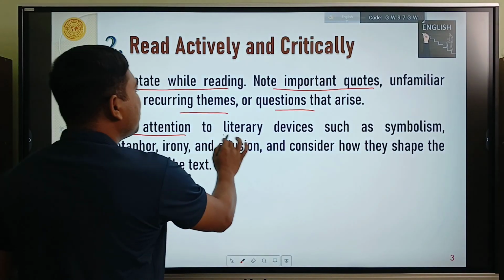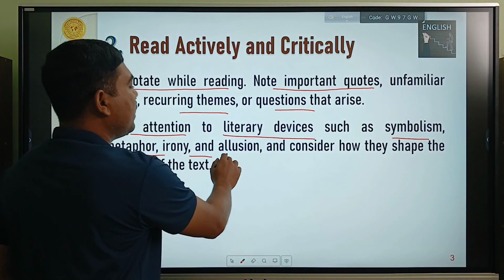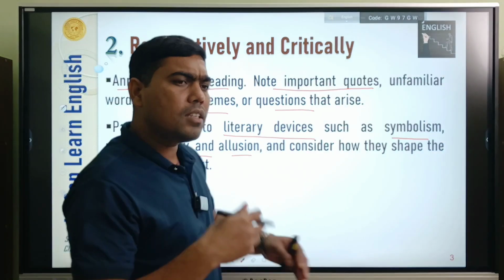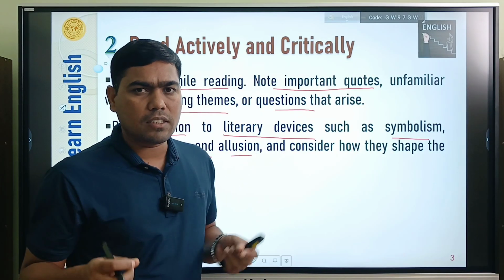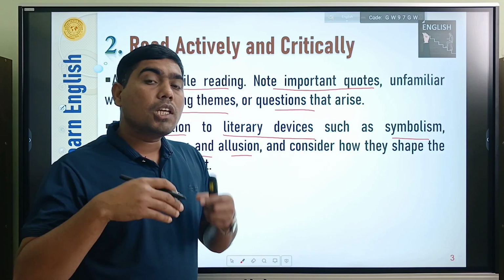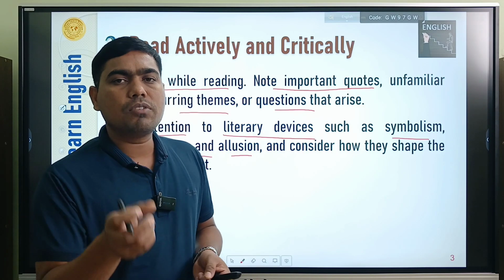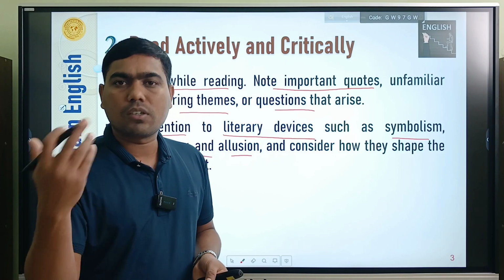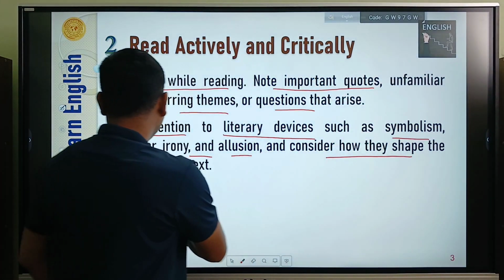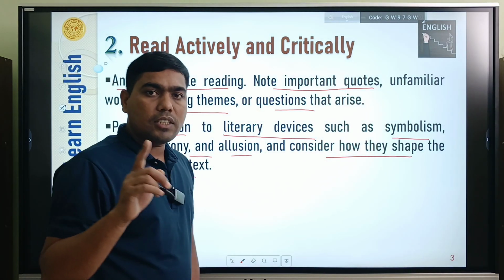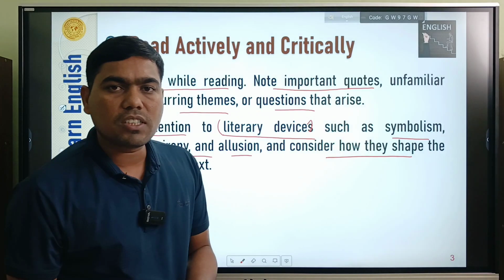Pay attention to literary devices such as symbolism, metaphor, irony, allusion, simile. So there are so many literary devices. You should know them. You should understand them. Without knowing them, you will fail to understand what the writer wants to say with a particular word or a particular comparison. And consider how they shape the meaning of the text. And you should be sincere about learning the literary devices. Okay.